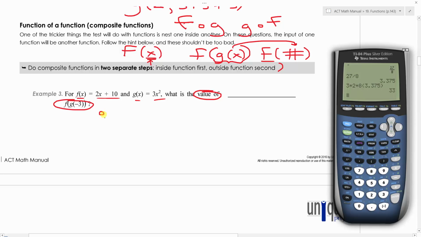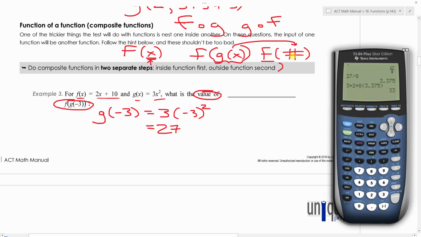First I'm going to do the g function. So I have g of -3 equals 3 times -3 squared. Well, remember, -3 squared is 9. 9 times 3 is 27. So I have just determined that g of -3 equals 27.